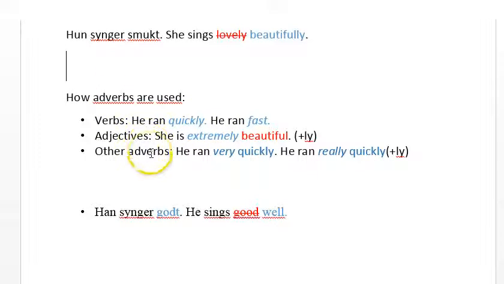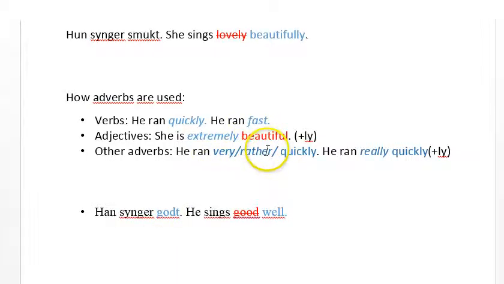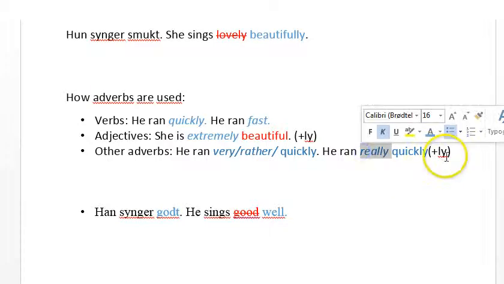Adverbs also describe other adverbs. If you look up here, he ran quickly. We said that quickly was an adverb. But if you want to describe it, for example, very quickly, or rather quickly, then you also use an adverb to describe it. He ran really quickly. Here we've got an example where you've actually even got the ly on the end.